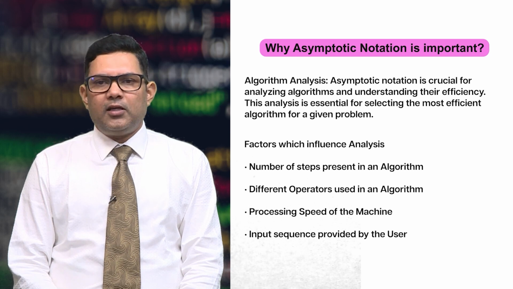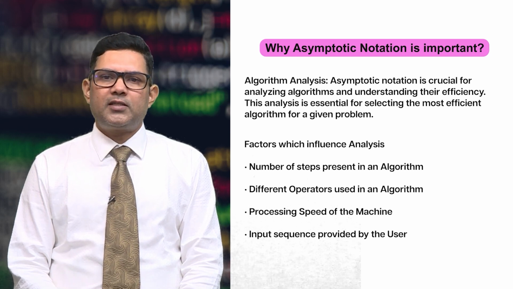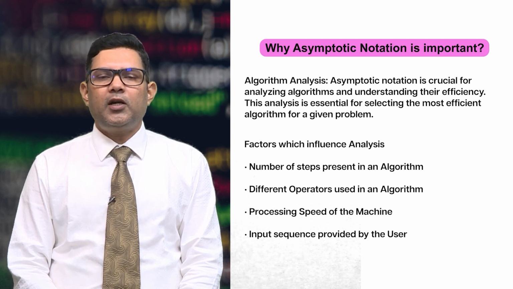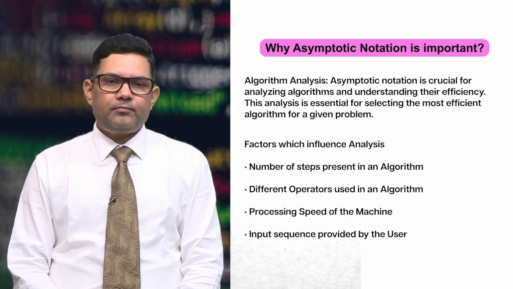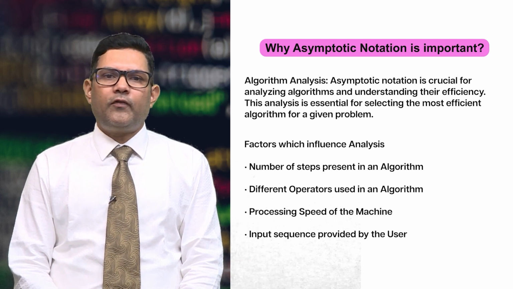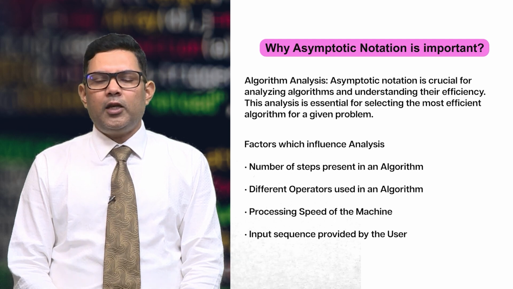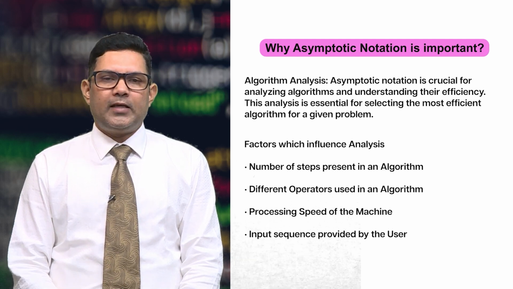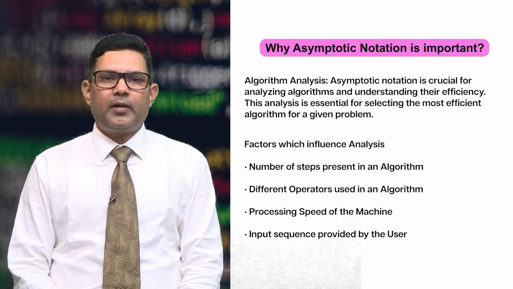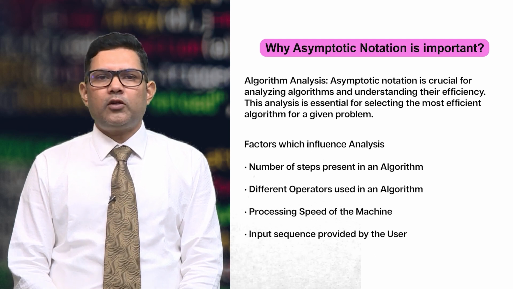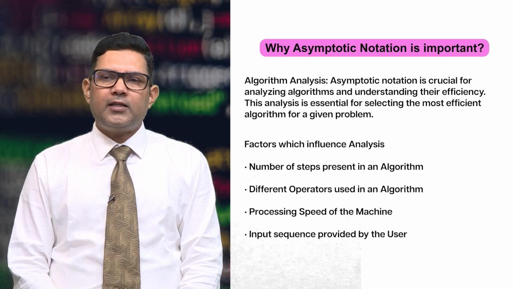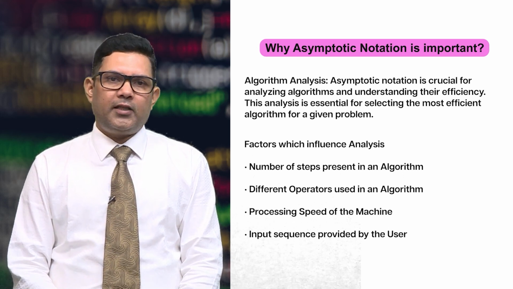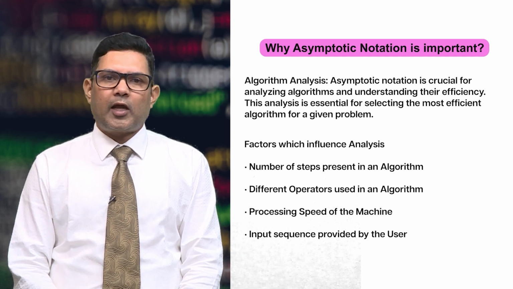Processing speed of the machine. If the processing speed of the machine is very high, then the time complexity will be minimum. If the processing speed of the machine is very low, then the time complexity will be maximum. And the last one is the input sequence provided by the user. If the input sequence provided by the user is maximum, then definitely the time complexity will be maximum. If the input sequence is minimum, then the time complexity will be minimum. So during an analysis of an algorithm, we have to focus on these points so that we can minimize the time complexity.